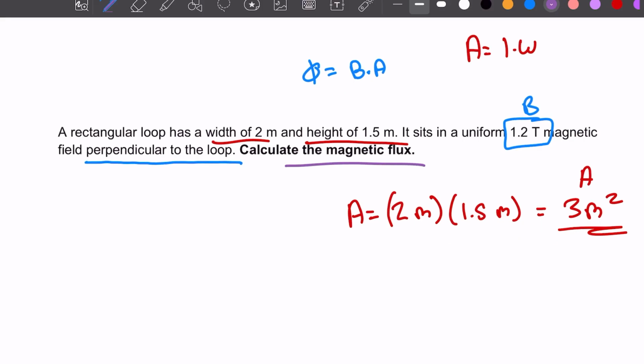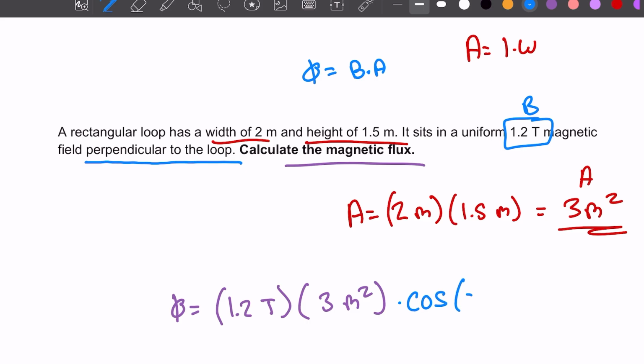Alright, now we have our A. Let's find the magnetic flux now. Phi equals 1.2 Teslas times 3 meters squared. If you wanted to put the cosine, you would do so right here, but I'm not going to, because we know that cosine 0 equals 1. So 1.2 times 3 equals 3.6 Webers.